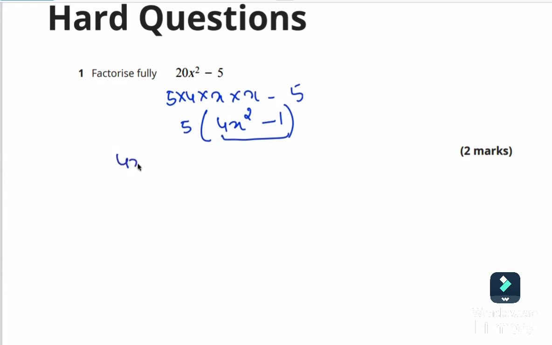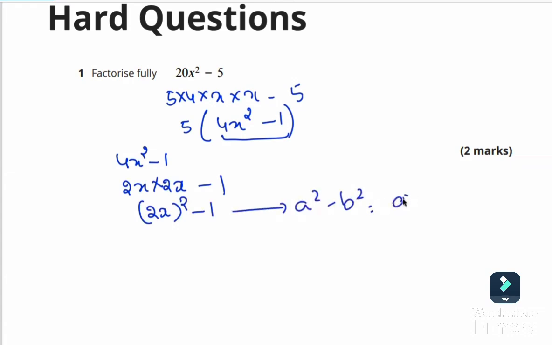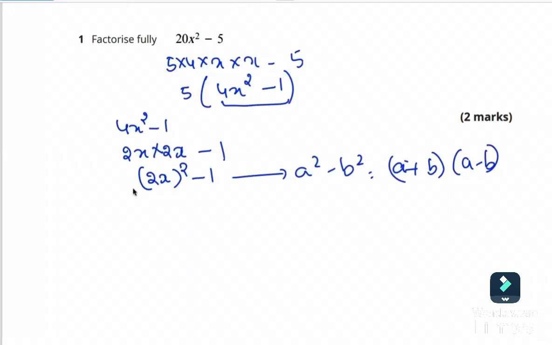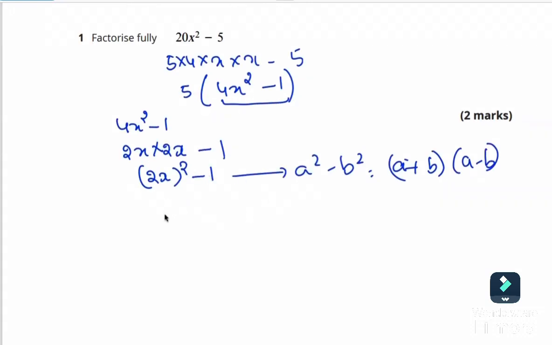Okay, so here 4x squared minus 1 can be written as 2x into 2x minus 1. So which is 2x whole squared minus 1. So it is in the form of a squared minus b squared and can be written as a plus b into a minus b. So we can write them as 2x plus 1 and 2x minus 1.